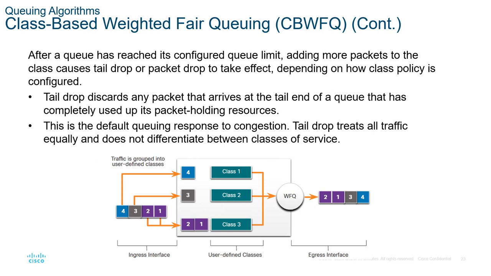So here we have different classes. We have class 1, 2, 3, and these are all user defined. And again, what we do is we prioritize them. As we get data coming in, we fill them into classes, containers, and then we forward them out when that class gets filled. So the tail drop will discard any packets that are arriving at the tail end of a queue that has completely used up its packet holding resource. Again, the packet holding resources are just what we call classes. When they get filled up, they get sent.